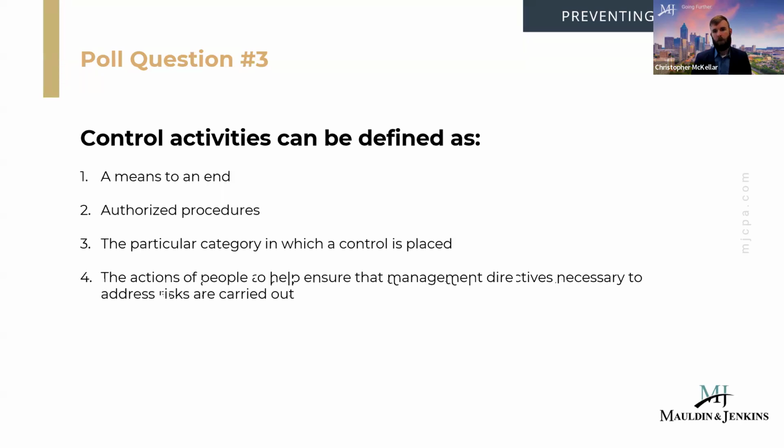All right, so the COSO definition of control activities recognizes that internal control is affected by people at every level of the organization. Control activities are more than just a means to an end, and they're not limited to authorized procedures. Control activities are often overlapping categories. So the answer to this one is number 4.